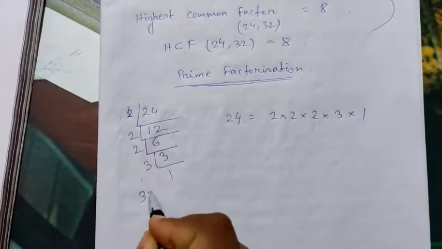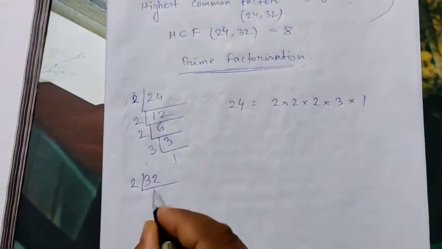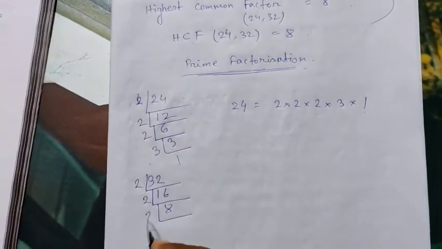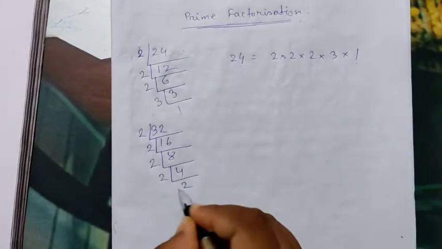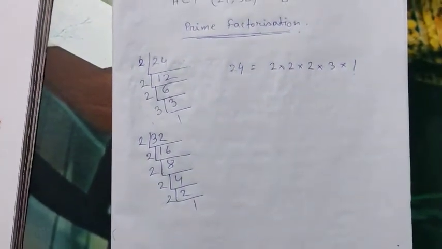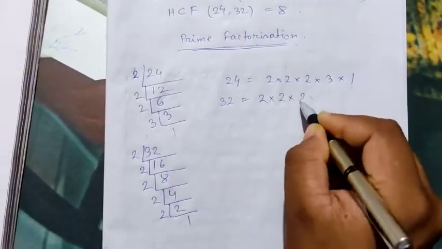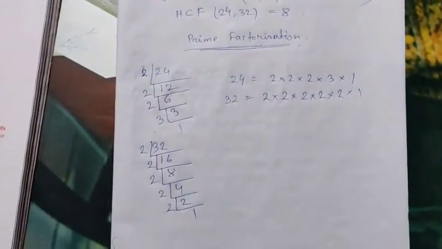Now for 32, if I do the prime factorization method, 2 16s are 32, 2 8s are 16, 2 4s are 8, then 2 2s are 4, again 2 1s are 2. So for 32 all the prime factors are 2. So there are five 2s and one 1.